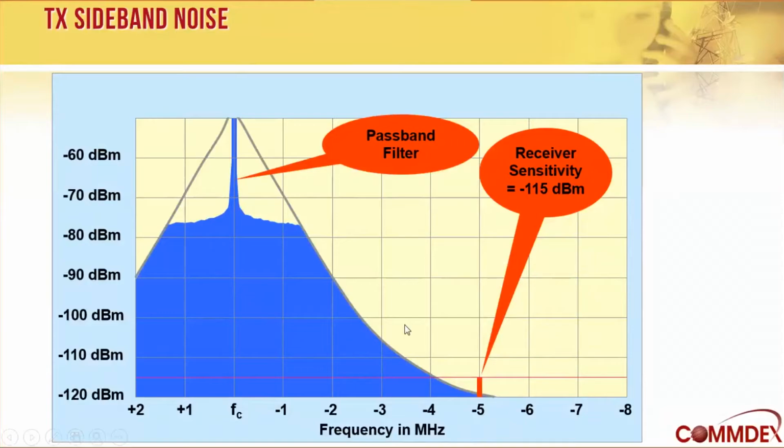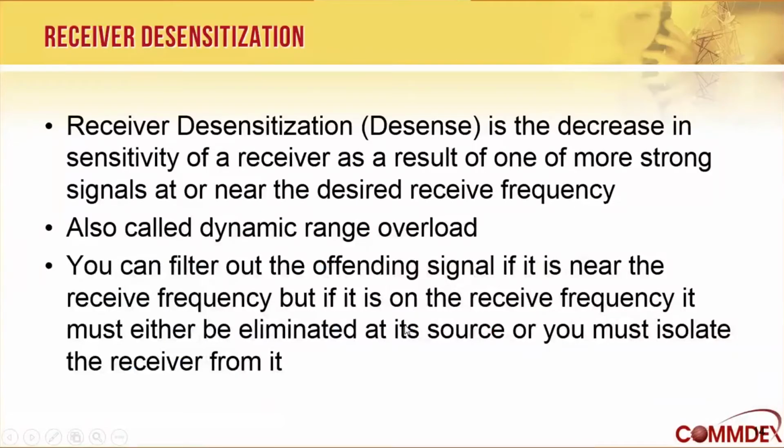So either one of those will help us. So that was transmitter noise. Let's talk about the effect, which is receive desensitization. Again, this is a decrease in sensitivity. When somebody yells at you all day, you become desensitized, and that's what's happening. One or more strong signals at or near the desired receive frequency, also known as dynamic range overload.